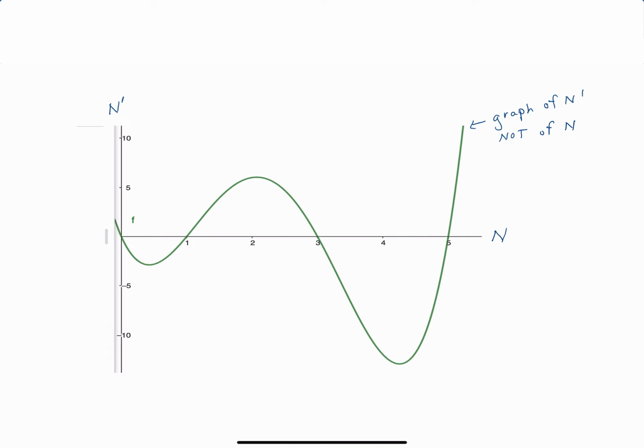The key realization here is that where N prime is positive, in other words, where the graph of N prime is above the horizontal axis, N itself will be increasing.